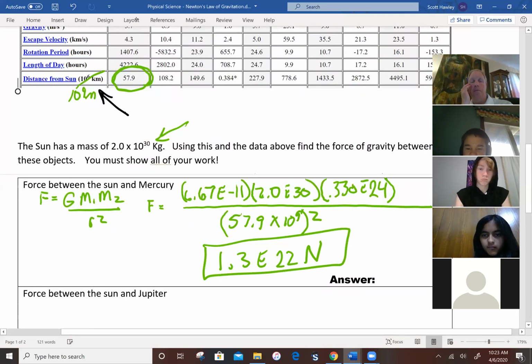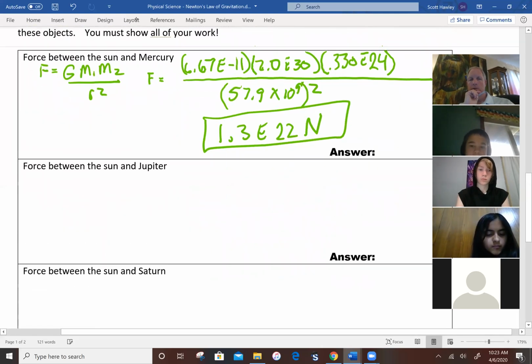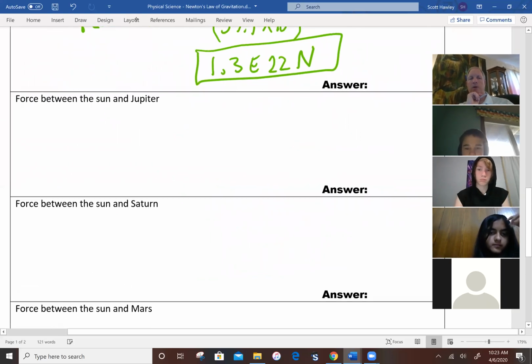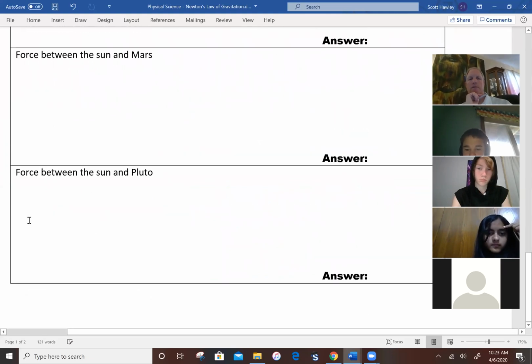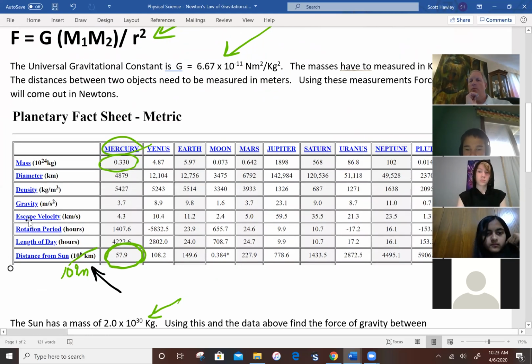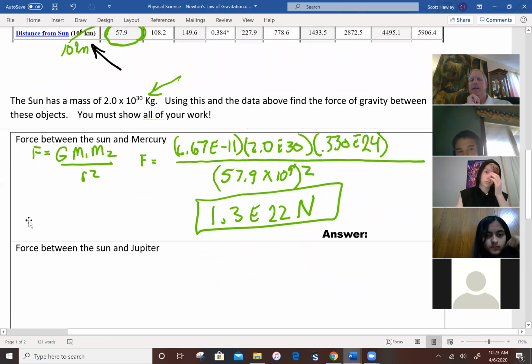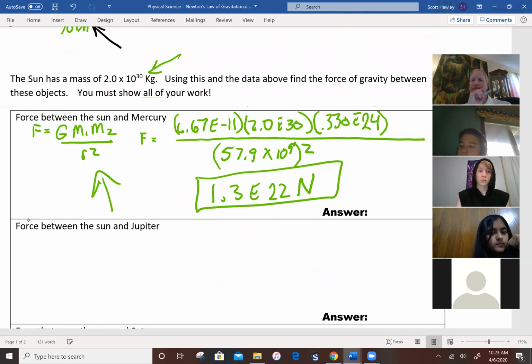All right, so now this is your homework, to fill this thing out. There are 4 more. How hard is the sun pulling on Jupiter? How hard is the sun pulling on Saturn? 1, 2, 3, 4. I guess there's 4 more. So we're going to be talking about outer space pretty soon, which is pretty cool. We have to understand gravity to do that, and that's why we're doing this. So it's basically just using this equation and plugging those numbers in.